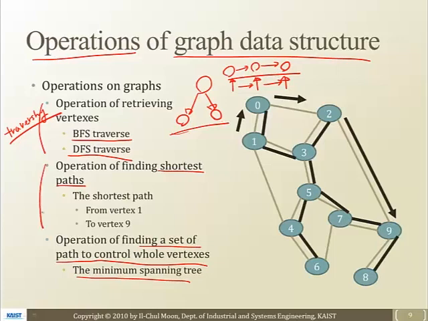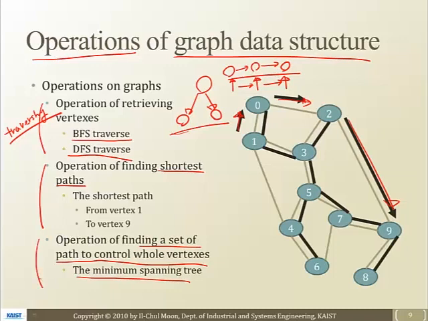And another set of operations is finding the shortest paths. From 1 to 0, and 0 to 2, and 2 to 9. Maybe this would be a shortest path, or there might be another way around to do that. How to find that shortest path? That is another problem.